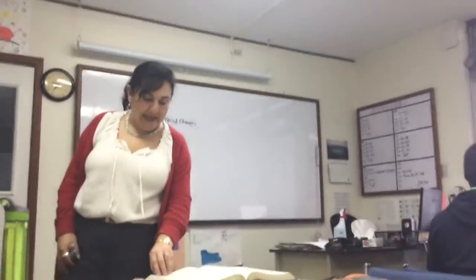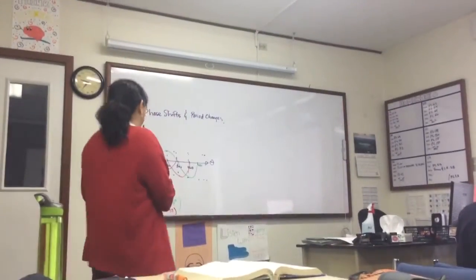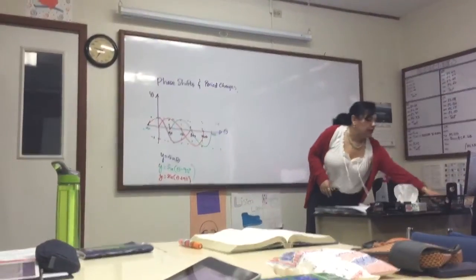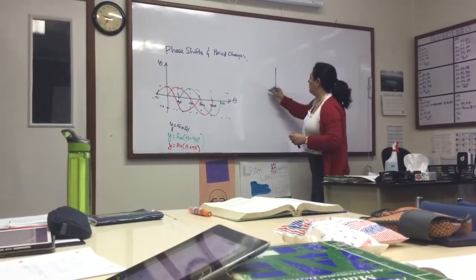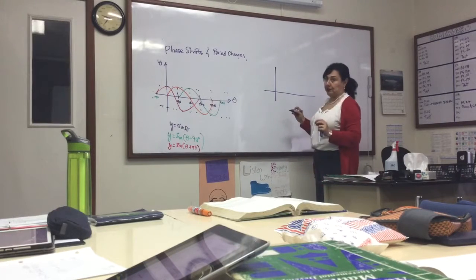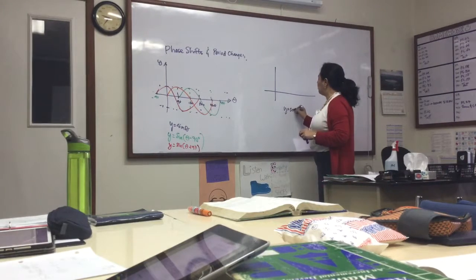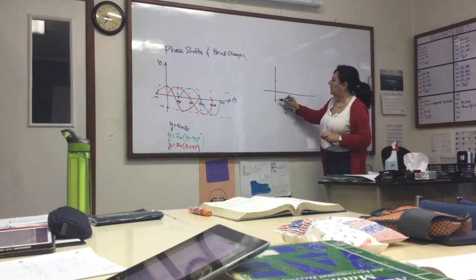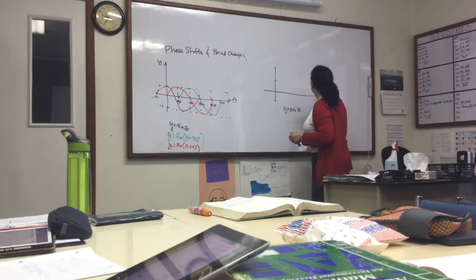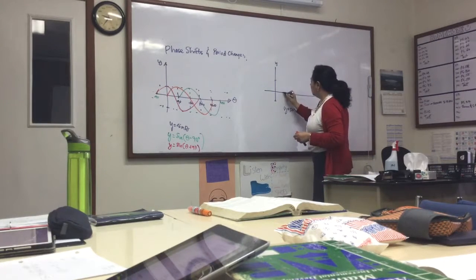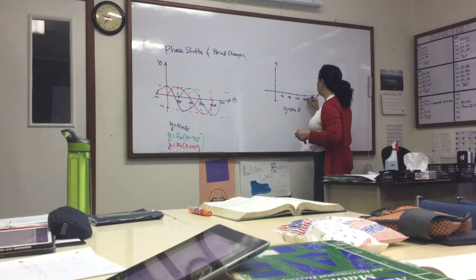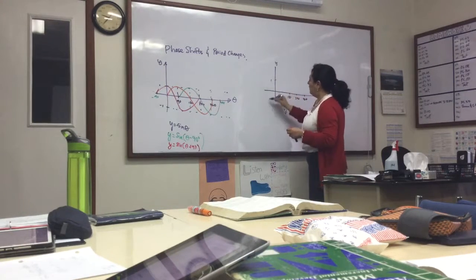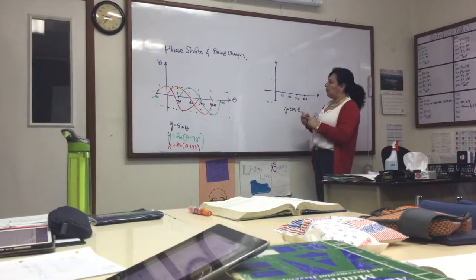Okay, now, I also remember that I'm going to do it with cosine this time. Y equals cosine of theta. Let's mark 90, 180, 270, 360, and 1. With cosine, I would start here.